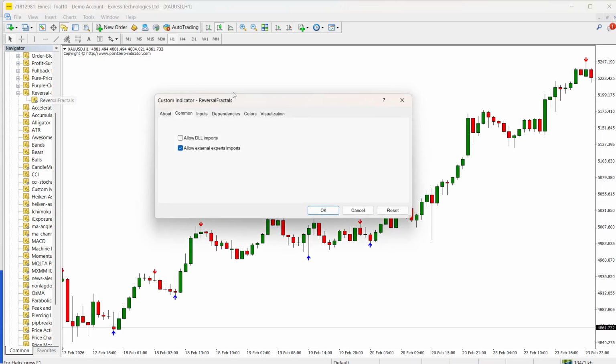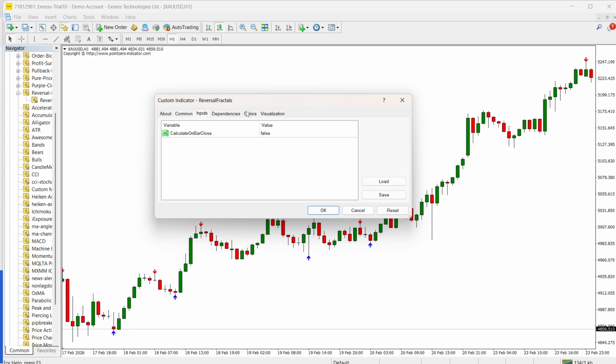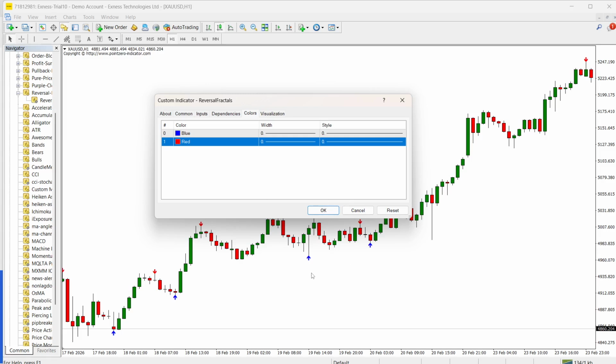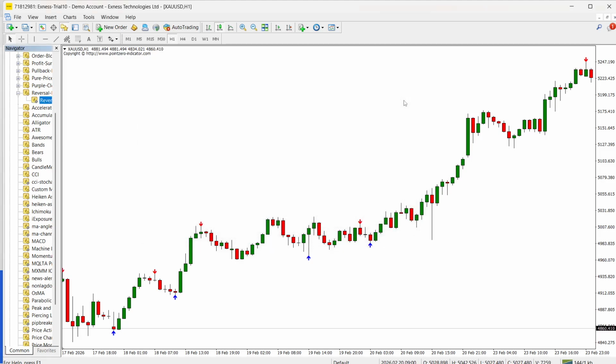As for the settings, let's see what we have. Right, so the singular setting we have here for the input is the calculate on bar close. You can also choose your preferred colors for the arrows on the charts, and you can trade in your preferred time frames as well. So who's this indicator for?